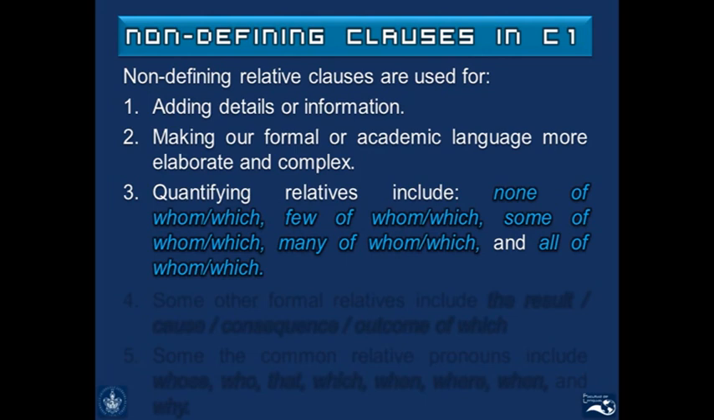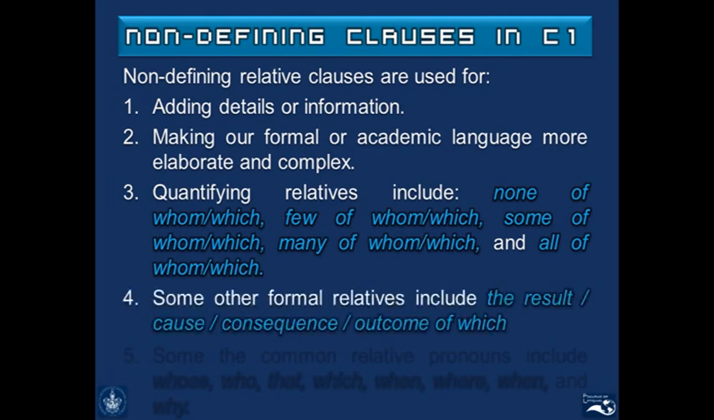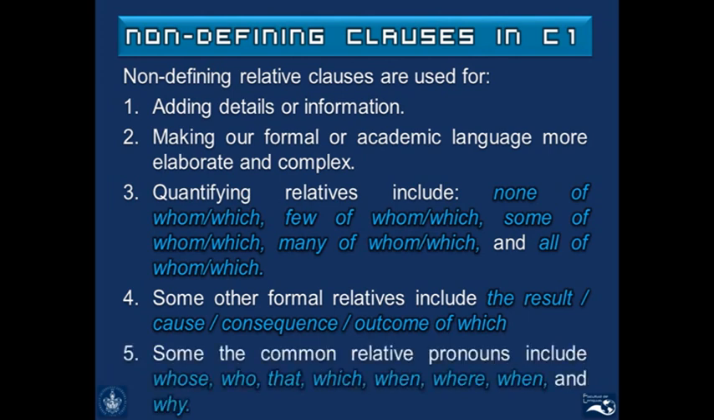Now, some other relatives that we can use include the result of which, the cause of which, the consequence of which, the outcome of which. And finally, of course, we can use some of the common relative pronouns that we use in everyday language, such as who, or that, or which, or when, or where, and why.